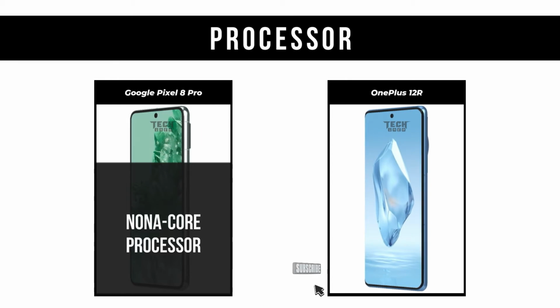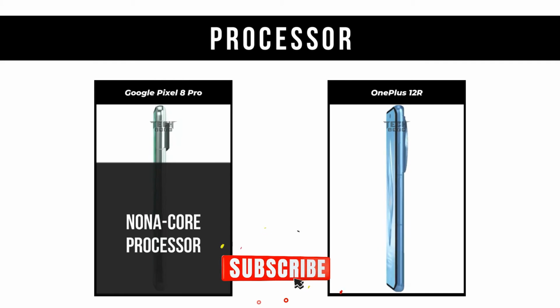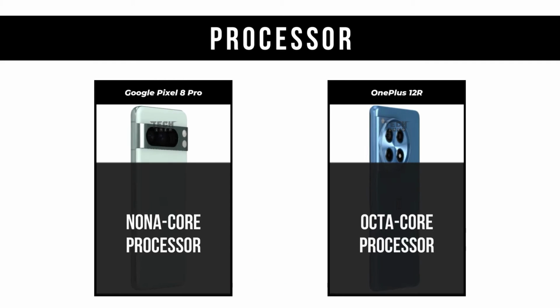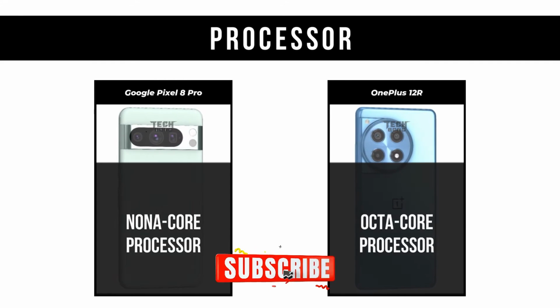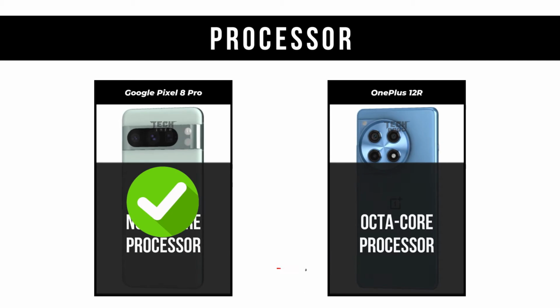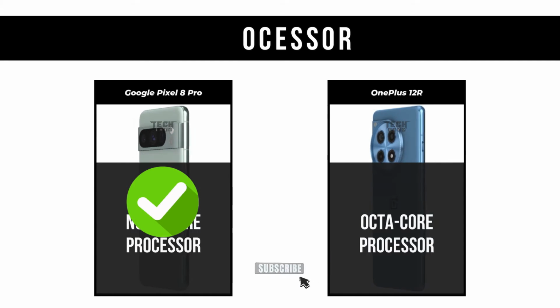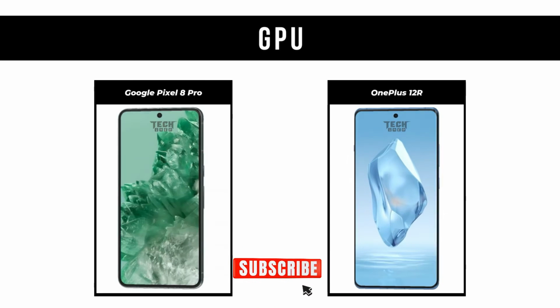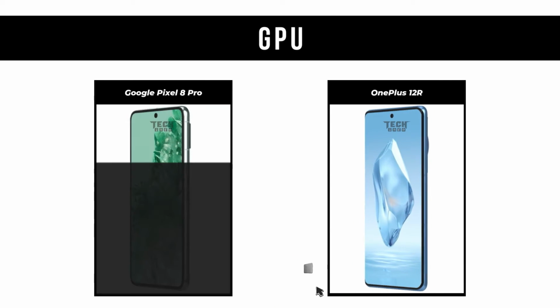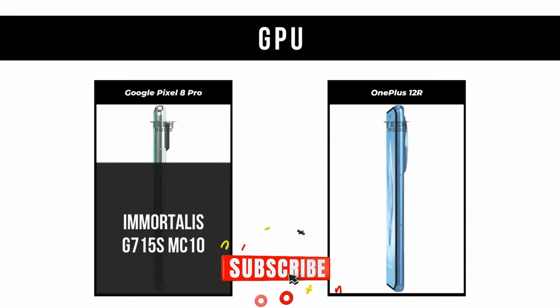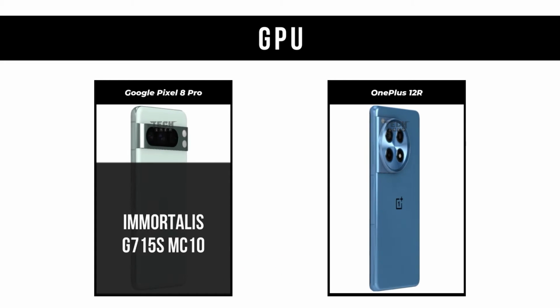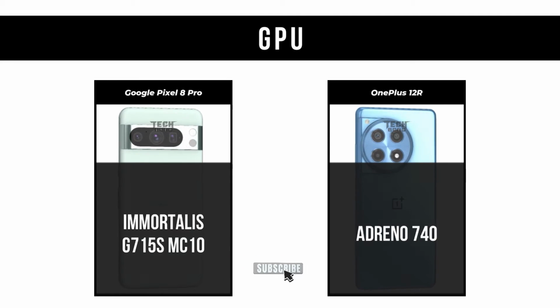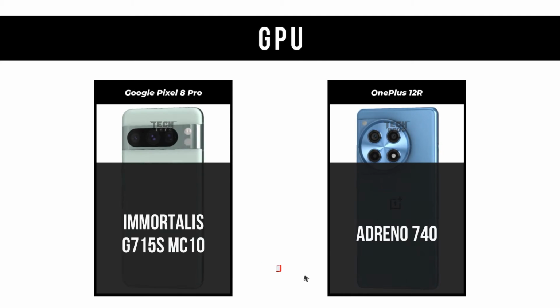Processor. Google Pixel 8 Pro is Nonacore processor. OnePlus 12R is Octa-core processor. GPU. Google Pixel 8 Pro is Immortalis G715S MC10. OnePlus 12R is Adreno 740.